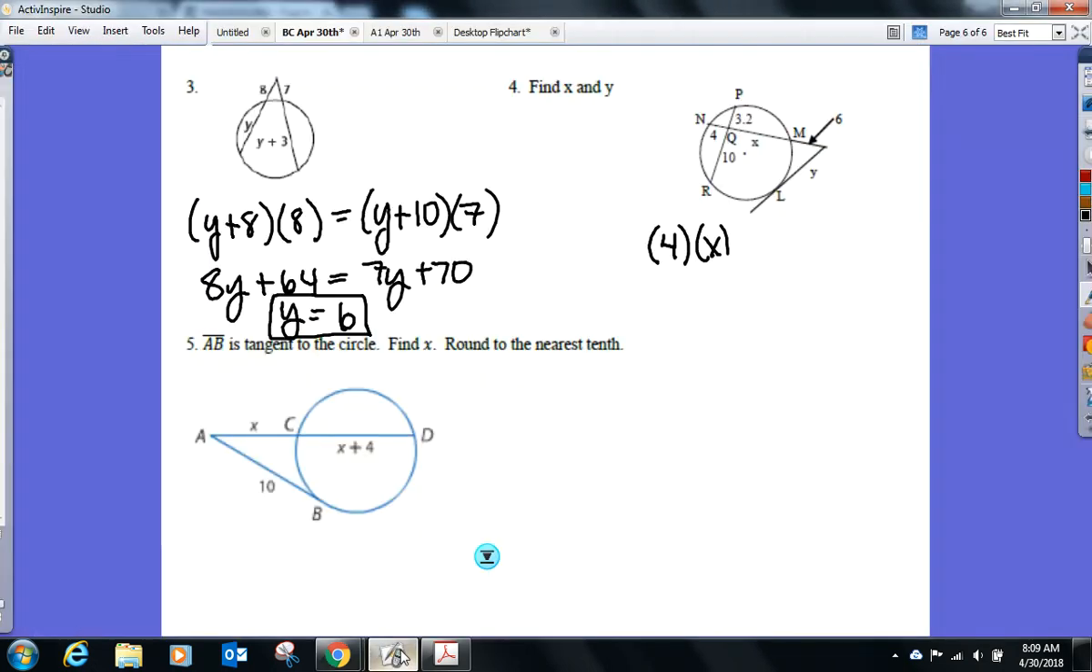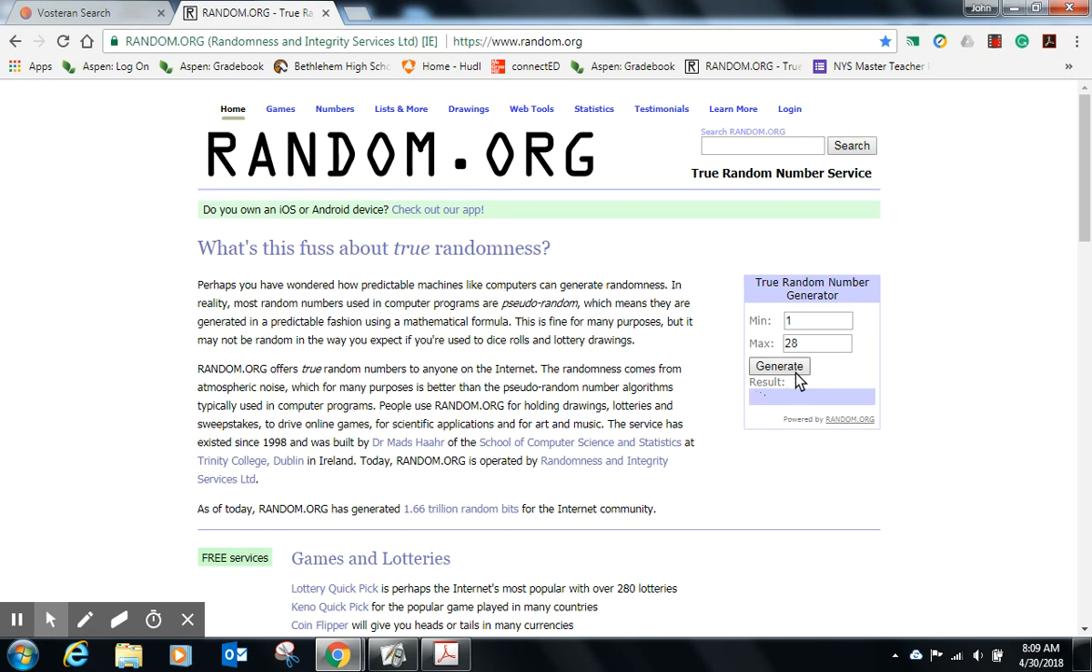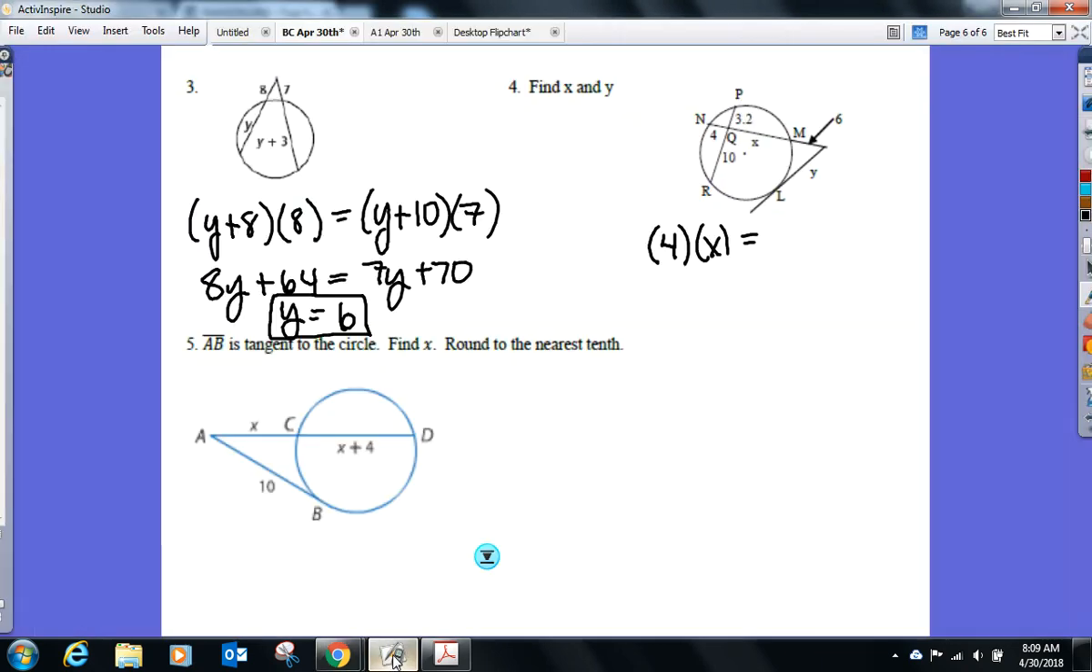10. Perfect. 3.2 and 10. Everyone see that using Thursday's theorem, the 2 intersecting chords. Now I can find x, and once I find x, we can get on our way and find y. 4x equals 32, x equals, okay, 8.